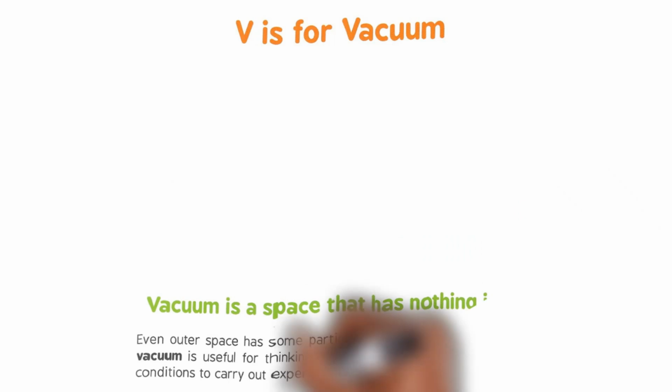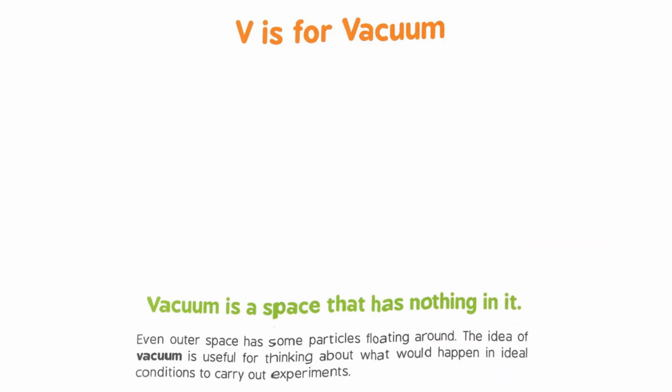V is for vacuum. Vacuum is a space that has nothing in it. Even outer space has some particles floating around. The idea of vacuum is useful for thinking about what would happen in ideal conditions to carry out experiments.